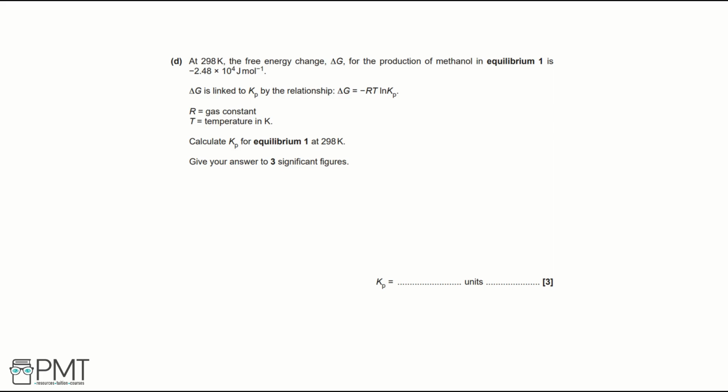The first thing we're going to do in this question is highlight the important bits of information. So firstly, the temperature we're given, the joules per mole or the delta G value, then that we have this equation, what each one stands for in the equation, so R is gas constant and T is temperature, and we need to calculate Kp for equilibrium 1 to 3 significant figures. So the first thing we're going to do is rearrange the equation that we're given for ln Kp. So that's going to be ln Kp is equal to delta G divided by minus RT. So then we can plug in the numbers.